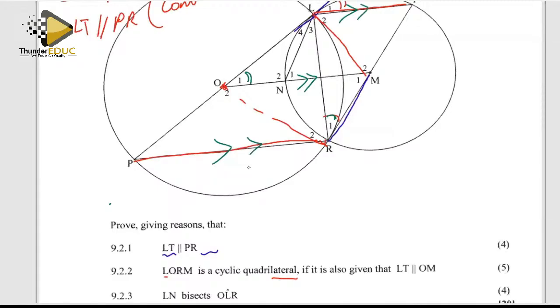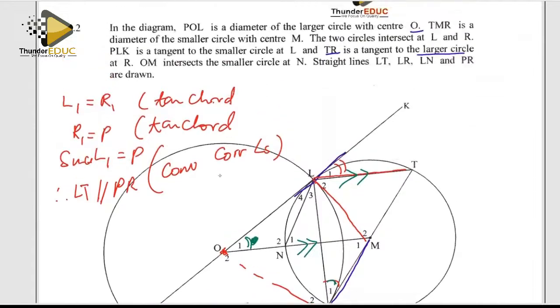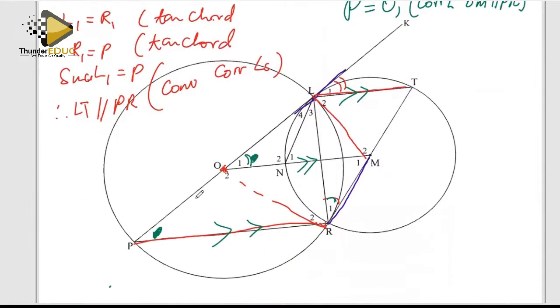So if they are parallel, what do we see? We're going to say that this angle here is also going to be the same as O1. So what I'm saying is that P is the same as O1. Reason, those are corresponding angles because OM is parallel to PR. Okay, so if this angle is the same as that, we also proved that R1 was the same as P. We proved that earlier on.